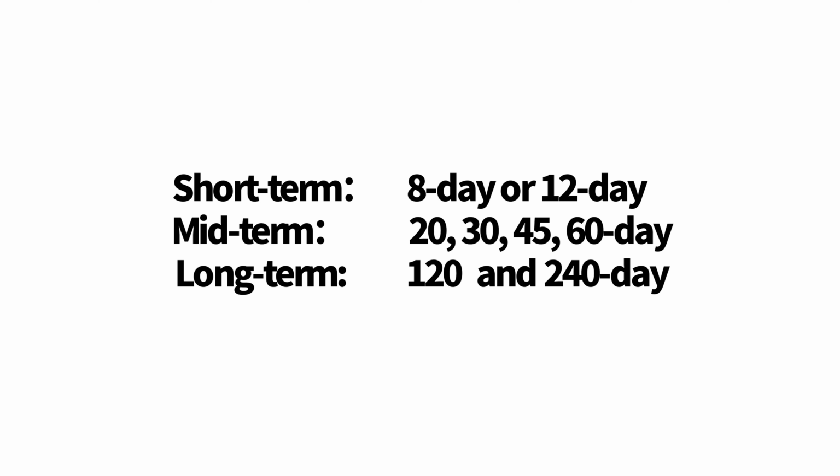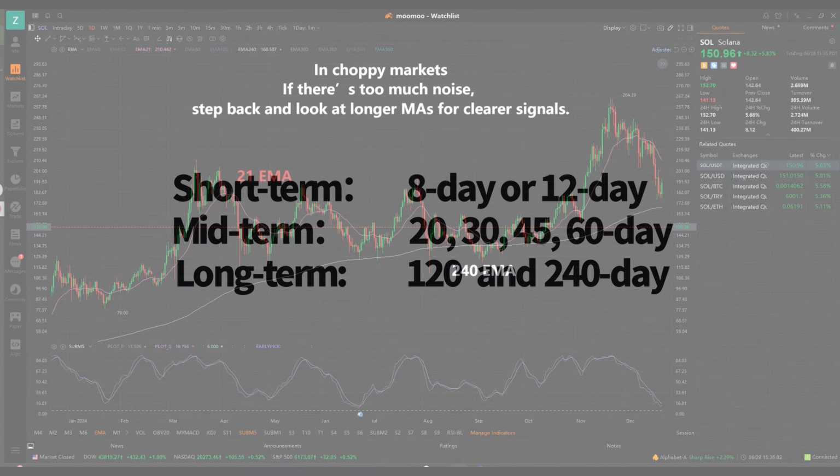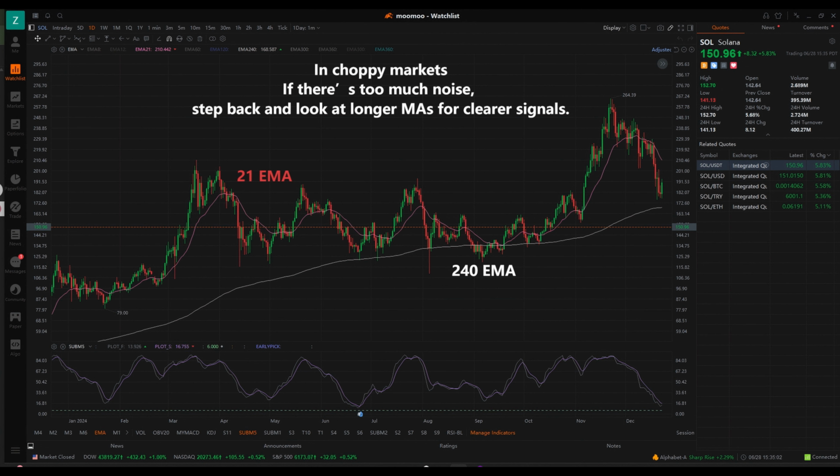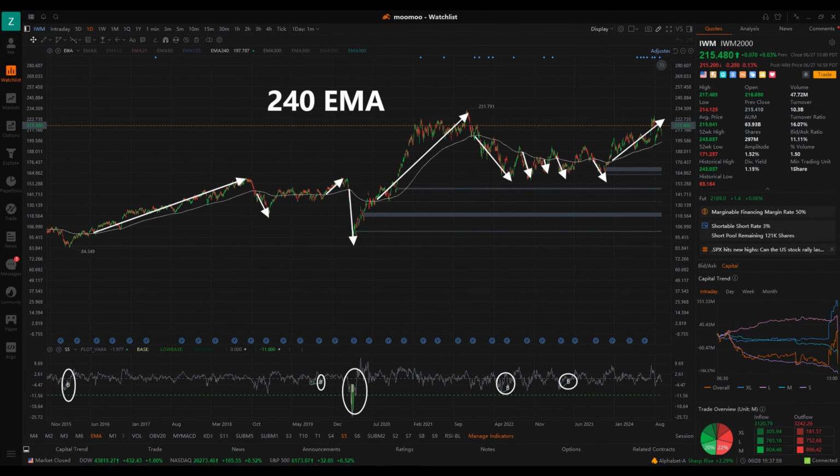Now for the long haul. 120-day and 240-day lines are your long-term crew. The 120-day MA is also called the half-year line. The 240-day, that's your year line, your bull-bear dividing line. If a stock climbs above the year line, bulls might be back in town. Drop below, and it could mean bears are taking over.